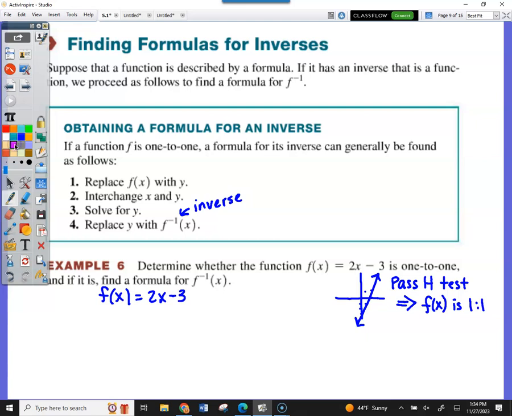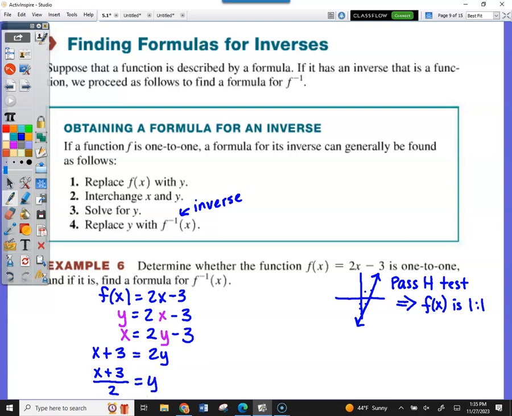I'm going to change this to y. Now I'm going to swap them. Now I'm going to solve for y. So I'm going to add 3 to the left. And then do what? Divide the whole thing by 2. Right?